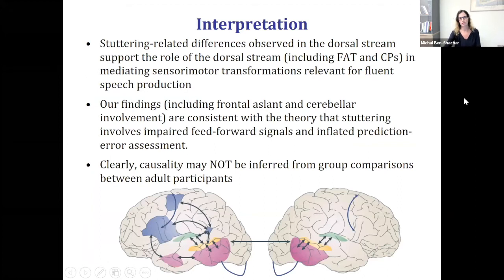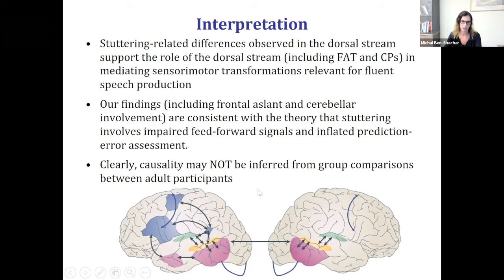So two things that I want to say about this. First, I want to summarize and say we've looked at stuttering related differences, and we found them only in the dorsal stream. We did not find any differences in the ventral stream. We found differences in the frontal ascending tract and in the cerebellar peduncles as well. And I would like to say maybe we should think about these pathways as part of the dorsal stream, given their role in sensorimotor synchronization and integration.